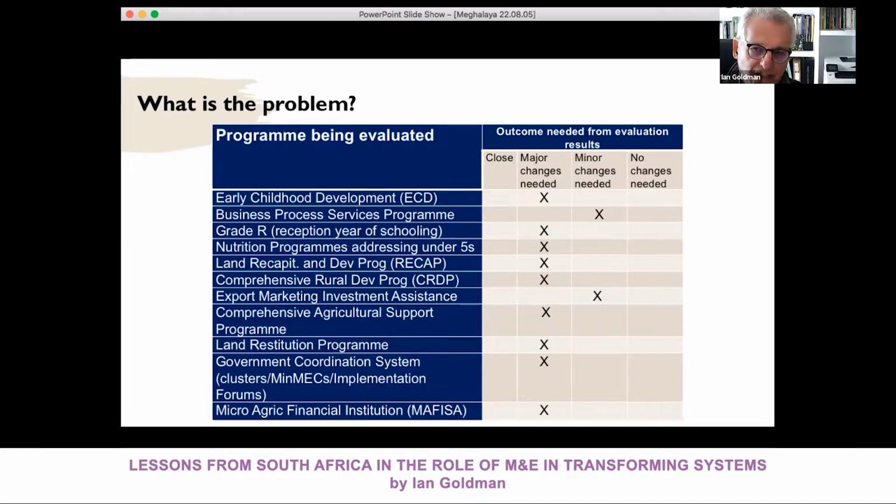Maybe somebody else could answer. What are the consequences of many of the programs needing major changes? So one response is wastage of funds. Yep. Anything else? Wastage of time, wastage of funds. Yep. Even wastage of life. Yes. And what do citizens think?